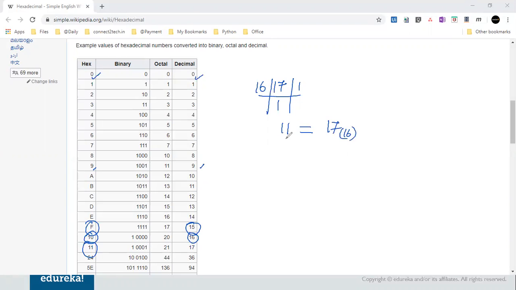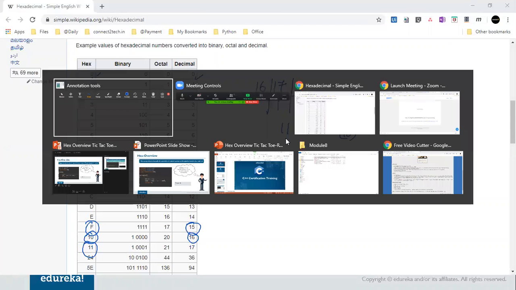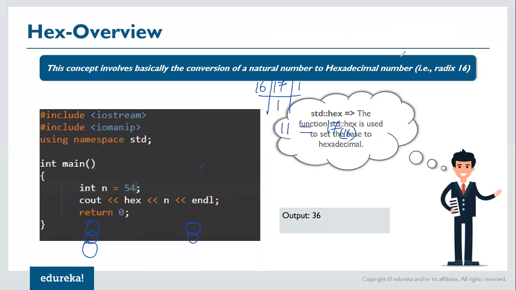Similarly, if you have another number, let me go back to my slide here. Let me clear all this. Now I have 54. So how does 54 work? I'll take 54 divided by 16, 16 times 3 is 48. Then I have remainder 9, 50, 51, 52, 53, 54, 6, right? So then I represent it as 3, 6, right?